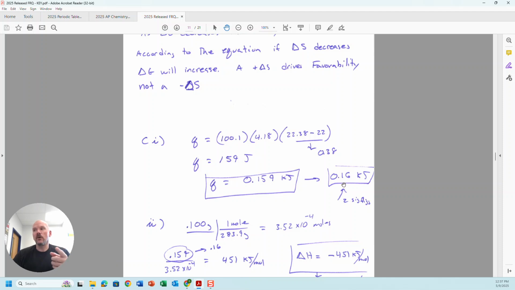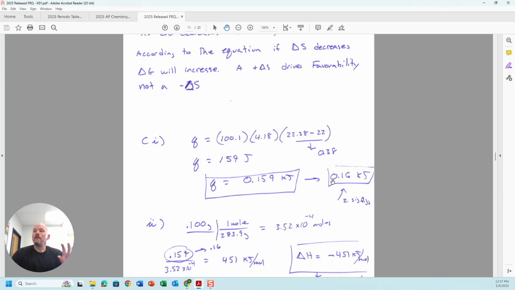But I really should go to 0.16 kilojoules because I really should just have 2 sig digs. Now, they don't tell me I have to worry about sig figs in this particular question. You should always be mindful of sig digs. I don't think it's going to be a point penalty, but you never know. So, always be thinking about sig digs, just as long as it doesn't take a lot of time for you to think about, right? Okay, so the answer to part C1 is 0.16.